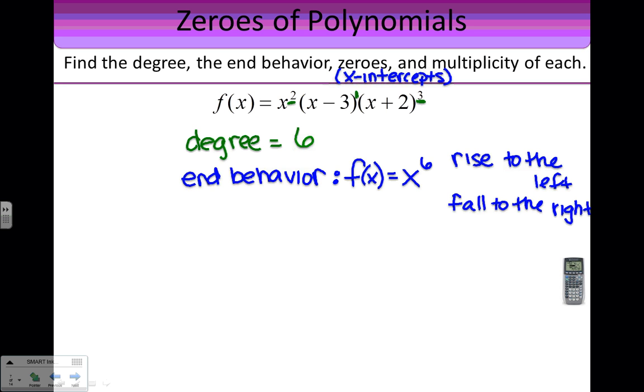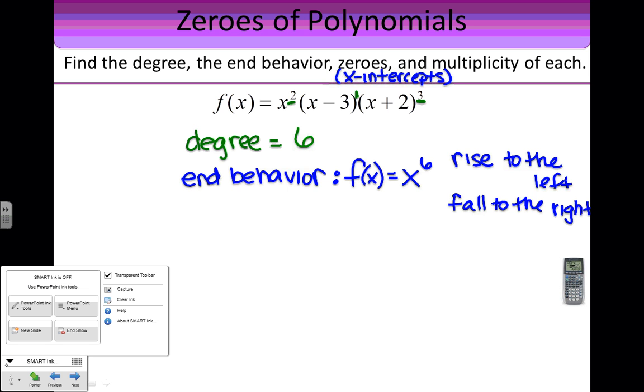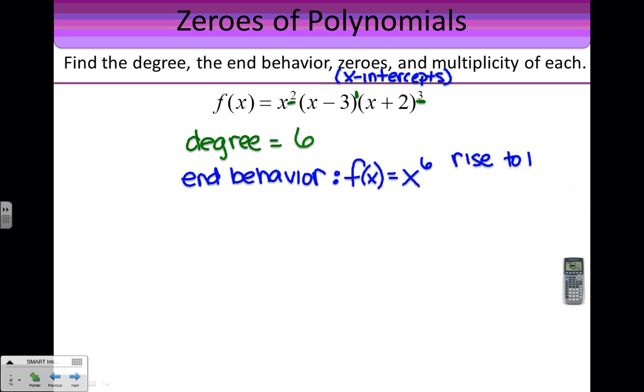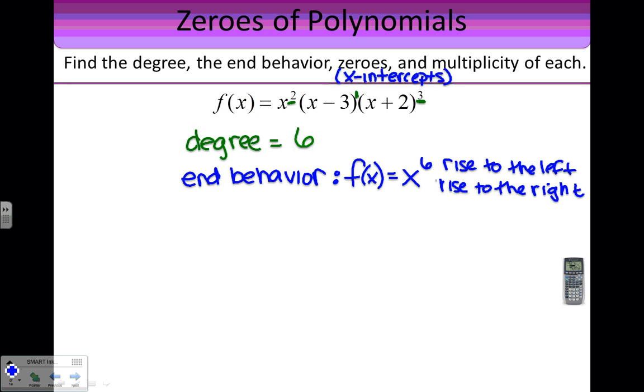Okay. So on the left, since this is a positive polynomial function, it's going up in both ways. So rising to the left and, sorry, it's even. So it's the same direction. So rise to the left and rise to the right. Sorry about that. Since it's even, it's going to be the same direction.